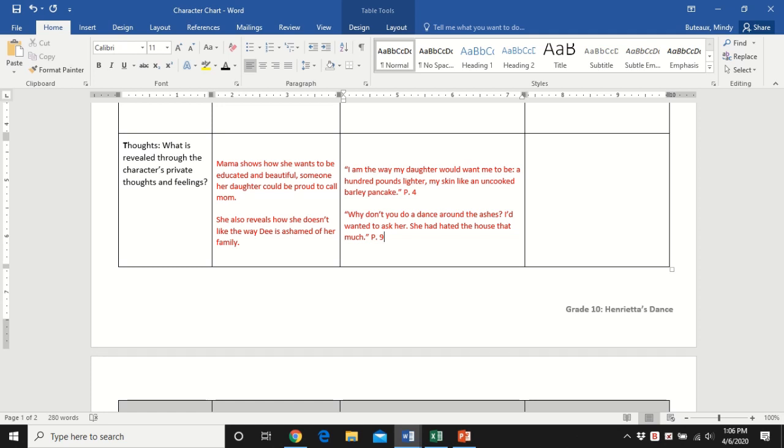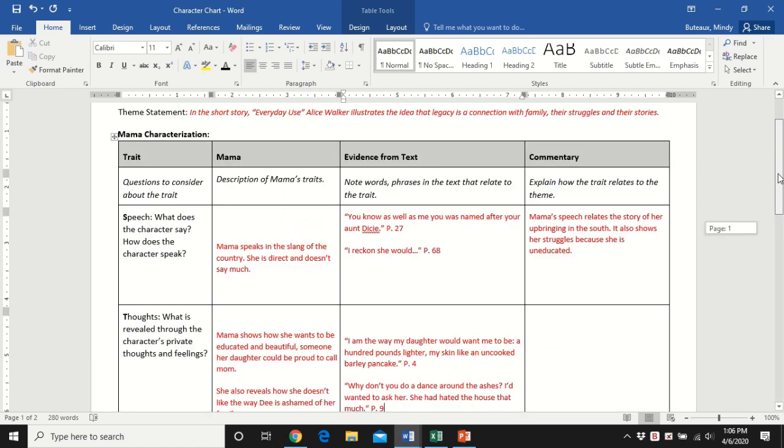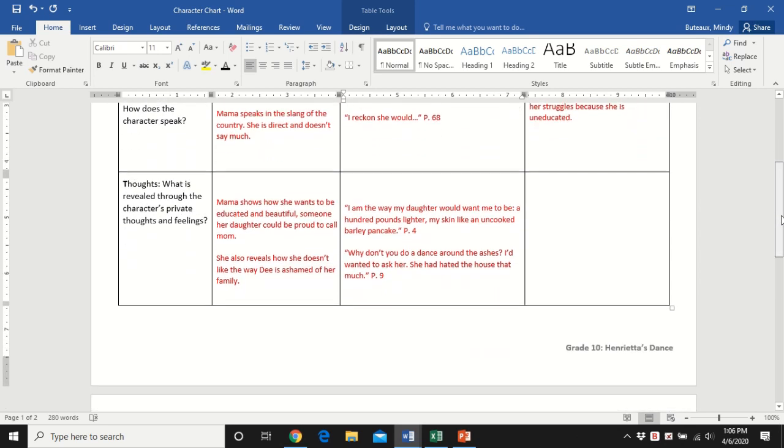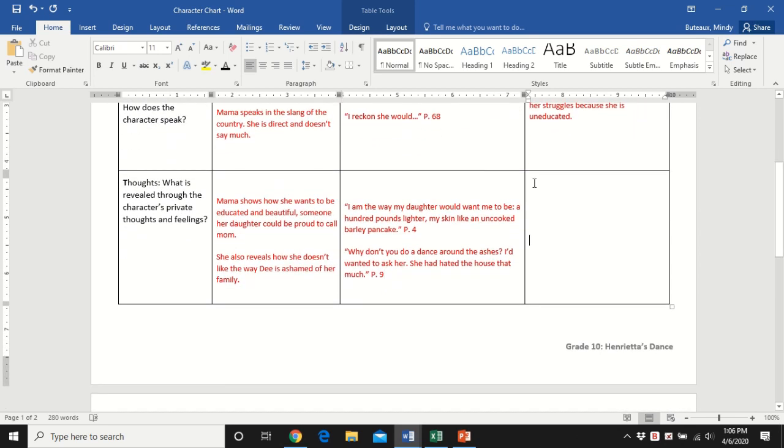So let's talk about the commentary. Here, remember, we got to do commentary. Explain how the trait relates to the theme. So Mama's conflict with Dee reveals how Mama feels about the world around her. She wants to be approved by a changing society, right? At the same time, and that's what Dee represented.